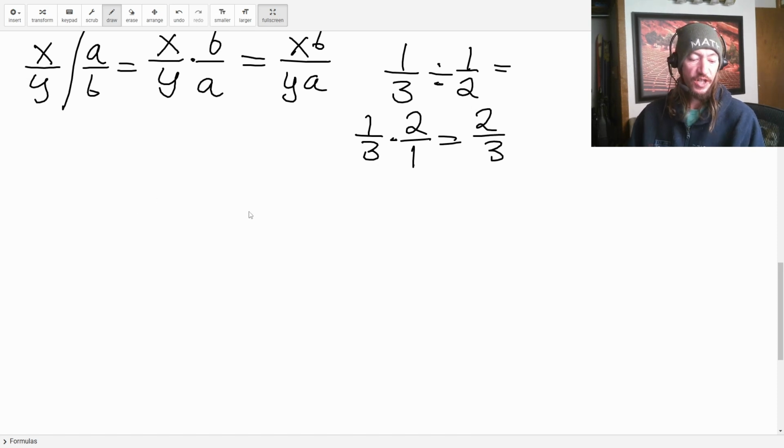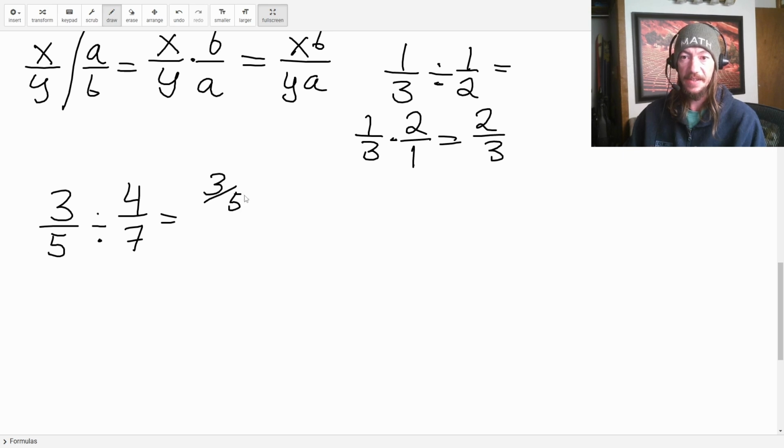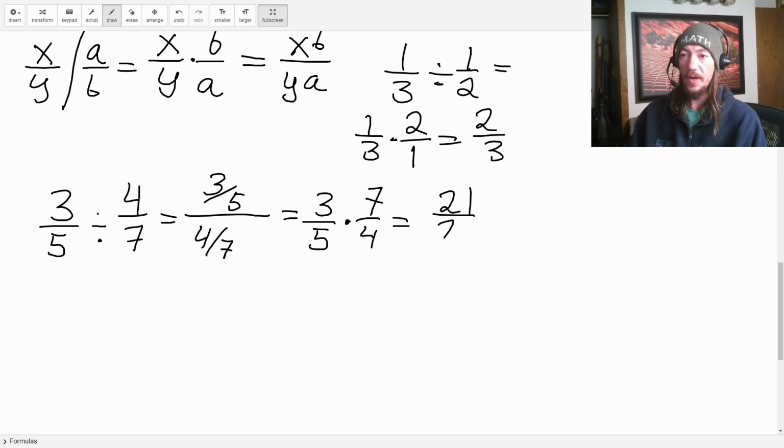And you might see division written in some different ways. For example, if you have 3/5 divided by 4/7, you might see that in a compound fraction, like 3/5 divided by 4/7. Just remember, you can turn this into multiplication just by flipping that bottom fraction. 3/5 times 7/4. And now that's 21 over 20. And that's multiplication and division. Not too bad.